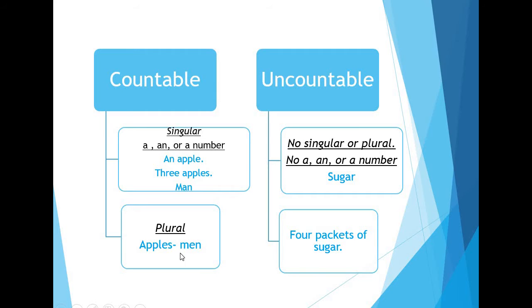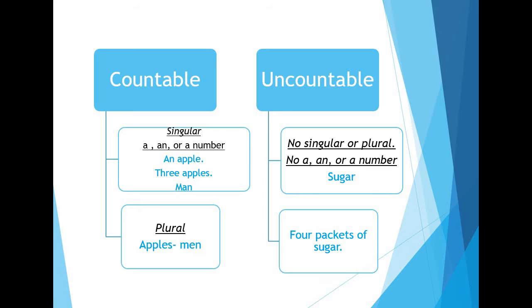So, we have irregular plurals. We make them plural but without adding s. But they are still countable because I could say a man, I could say 2 men. It is not necessary to add s, because they are already plural.